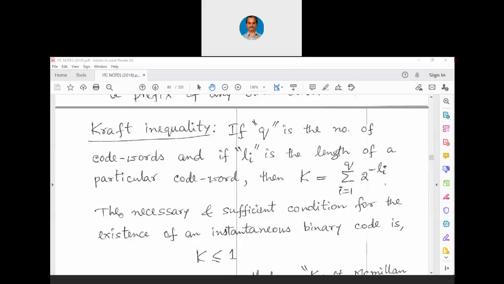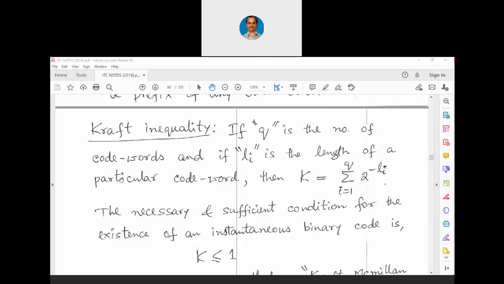In the last class, I was discussing this particular Kraft inequality, and I had discussed the five properties of efficient codes. So this Kraft inequality is basically a method to measure the efficiency of the code, so that the code will have the instantaneous property and the optimal property. Let me repeat whatever I had told in the last class also.